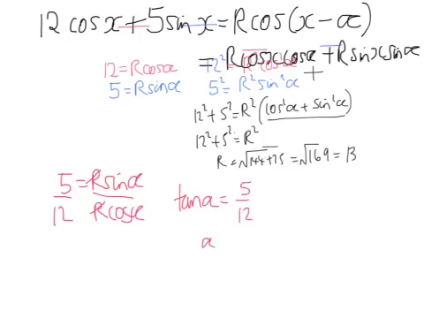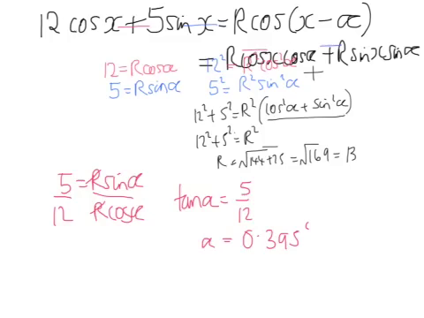So then we just need to use our calculator to find out what alpha is. So we've got inverse tan of 5 over 12, which gives 0.395 radians to 3 decimal places.